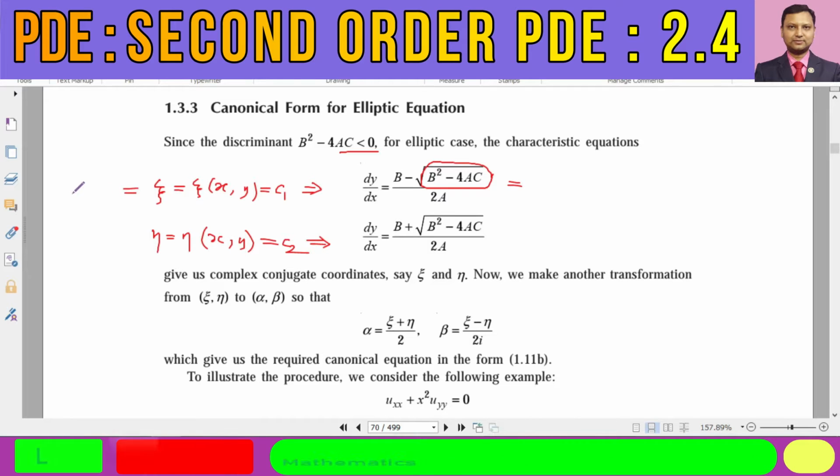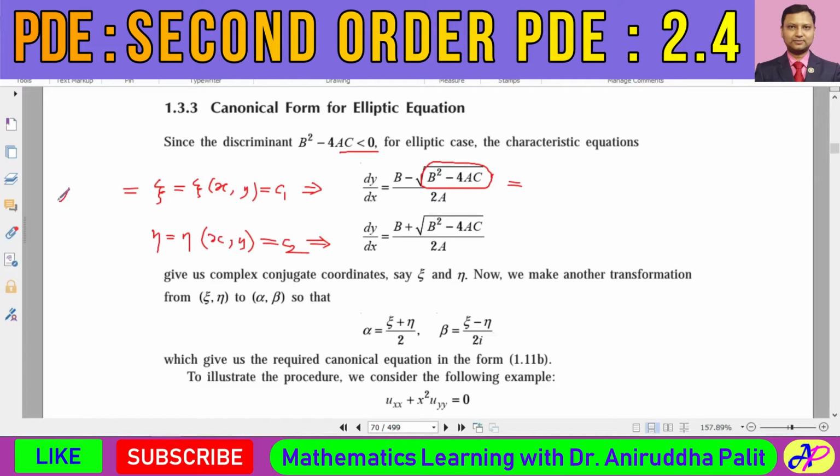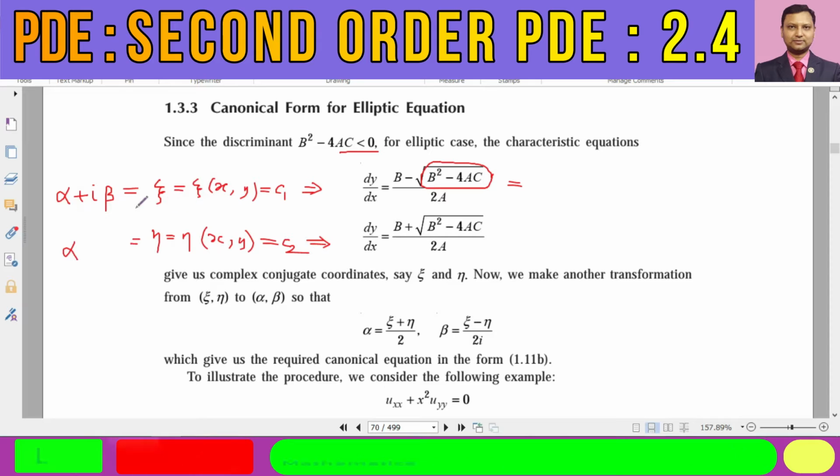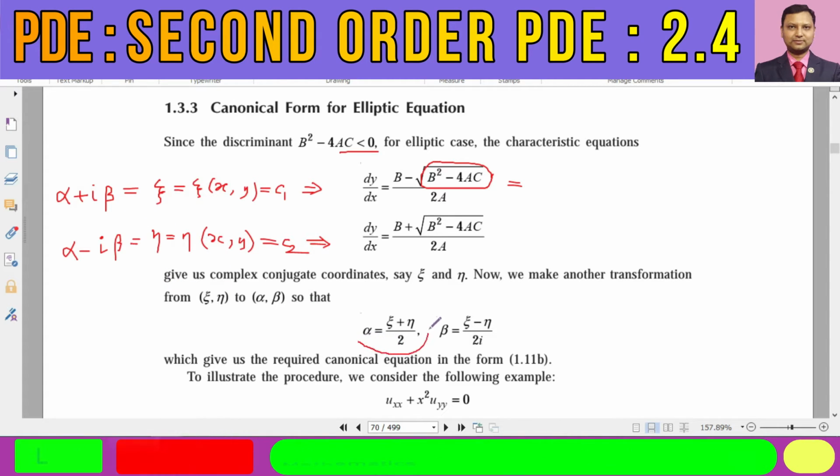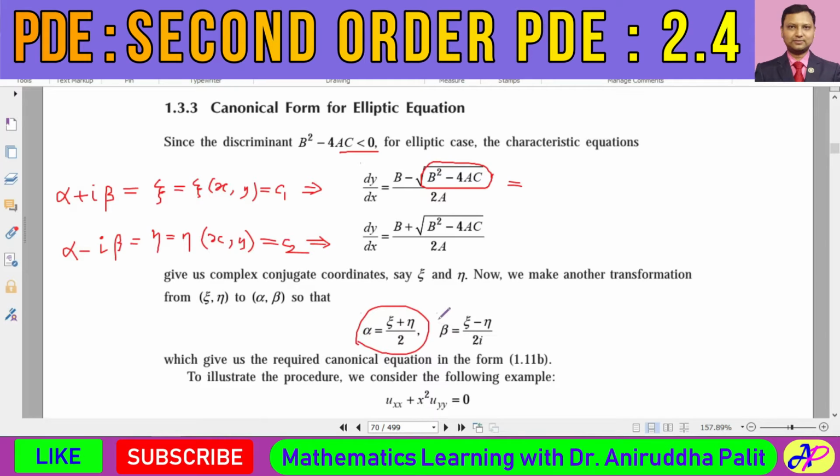If chi is equal to alpha plus i into beta, then its conjugate eta would be alpha minus i into beta. And in that case you can prove that alpha is equal to chi plus eta by 2, and beta is equal to chi minus eta divided by twice i. Now what happens over here?